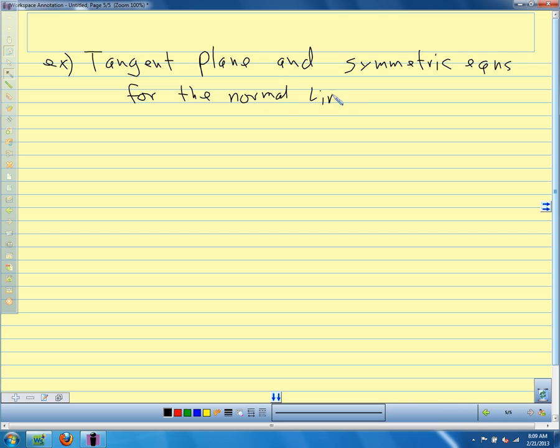For the normal line, 2x squared minus y squared plus z squared equals 0 at the point 5, 13, negative 12. So we want the equation of the tangent plane, and we want the symmetric equations for the normal line. So what's going to be our first step here?